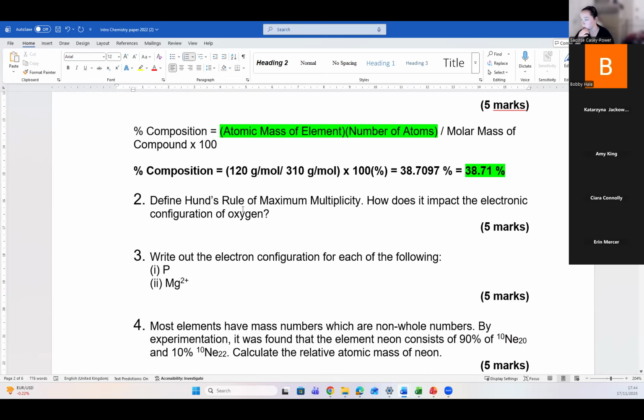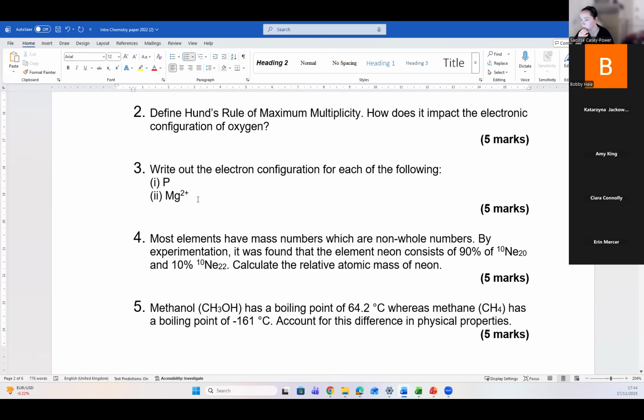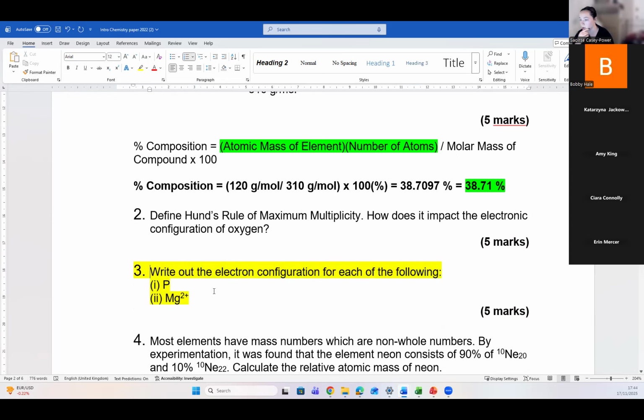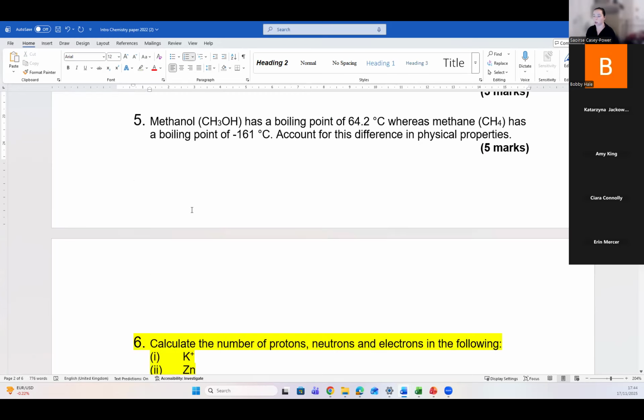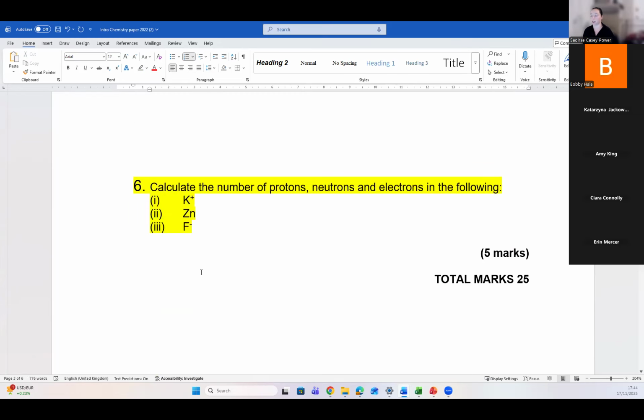There's a couple of bits that we don't need here. Don't worry about that one. Yeah, so this one is one that would be appearing. Okay, so it's writing out the electronic. Oh no, sorry, never mind. It's the next one. Yeah, sorry, it's this one. Calculate the number of protons, neutrons, electrons in the following.